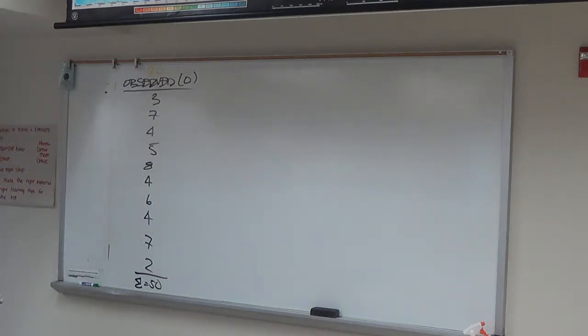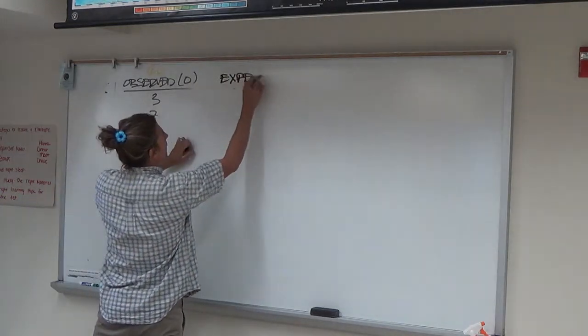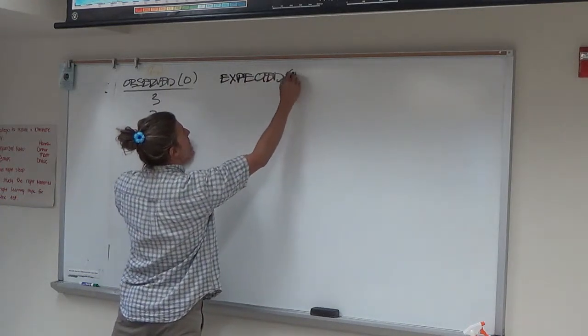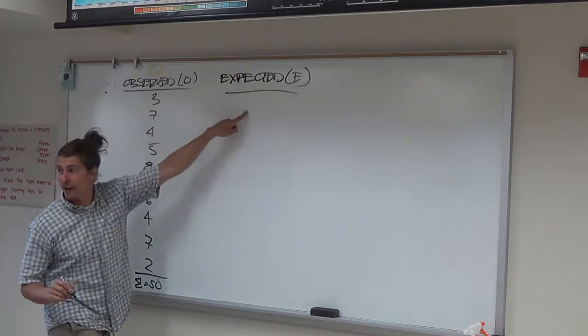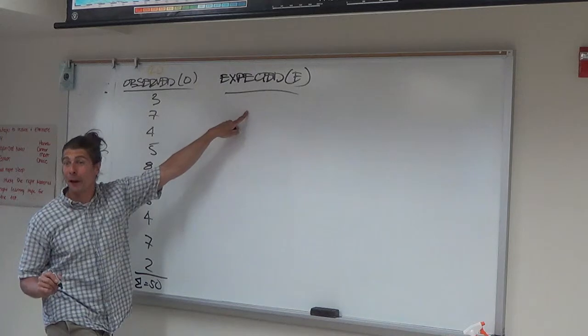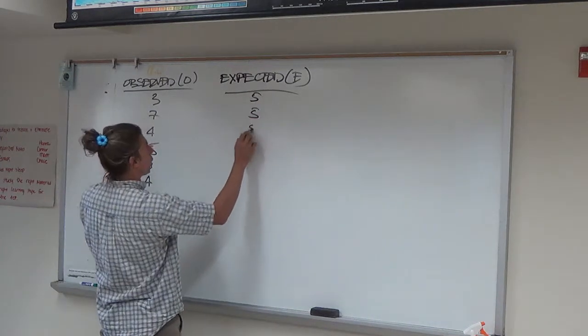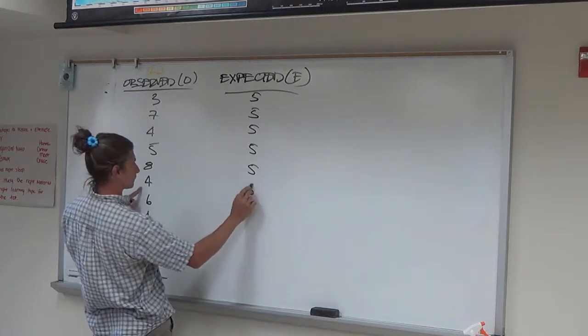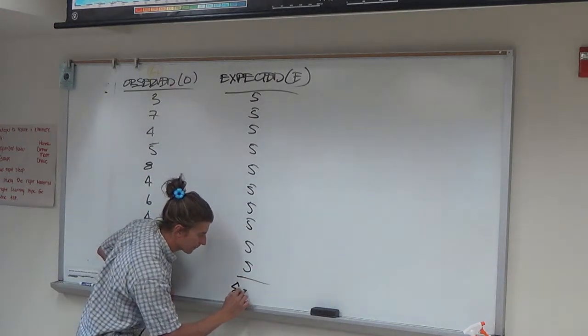The number of times it should have happened? The number of times it should have happened, which would have been what? 5. Which would have been 5 for every single one. And that's called the expected. You compare what you saw to what you should have seen if the null hypothesis is behaving itself. Which would have been 5 all the way down. Which also sums to 50.